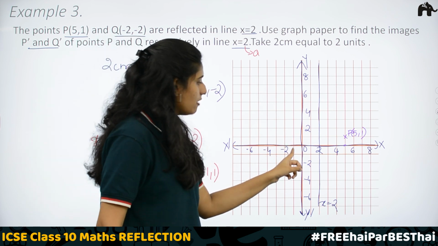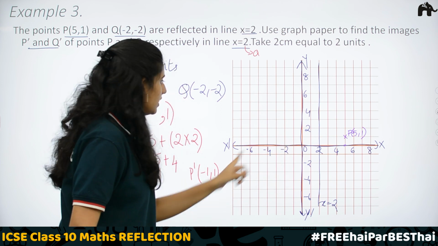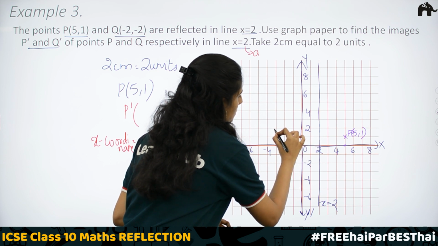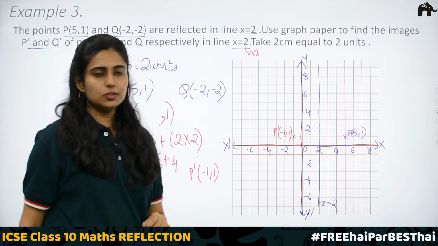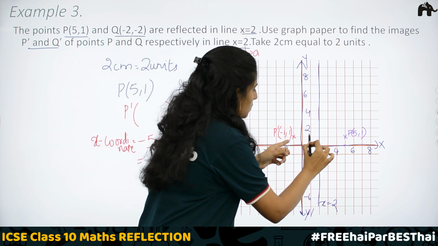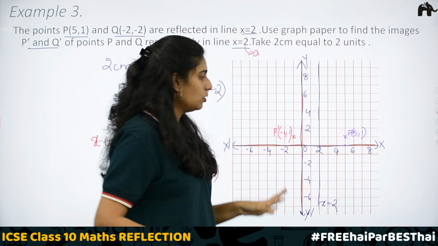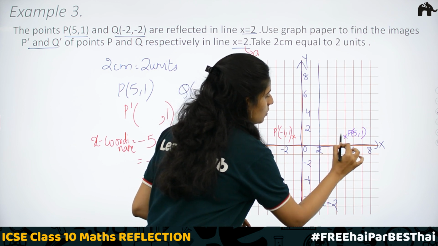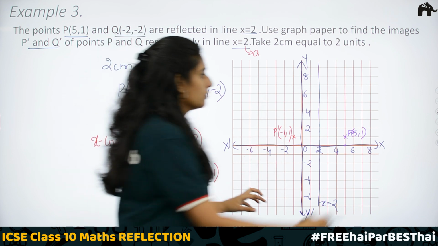Minus 1. Here we have minus 1. Along the x-axis, minus 1. And the y-coordinate 1. So, this is the required point. P dash minus 1, 1. Okay. Now, just check this point. It is at 1, 2, 3 units distance from the x is equal to 2 line. And the point is also at the same distance, 1, 2, 3 units distance. Okay. Now, let us take Q.